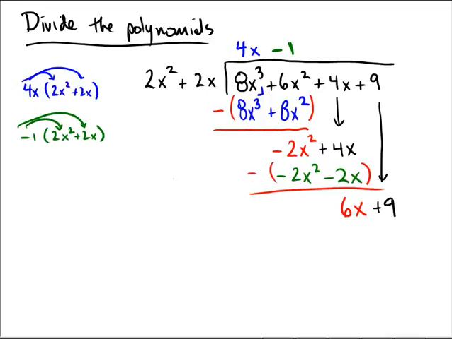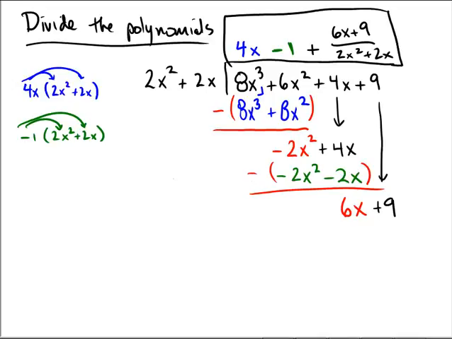And then notice that since we're dividing by 2x squared plus 2x, we won't actually be able to take out any more, because down here the 6x is of lower degree than the 2x squared plus 2x. So the final answer is going to be to add on the 6x plus 9 as a remainder out of the object we were dividing by, which was 2x squared plus 2x. And that's the answer that you would provide. And there's the answer for the long division.